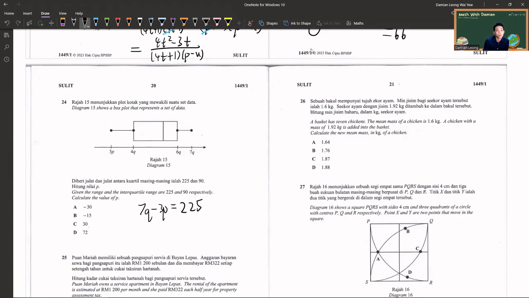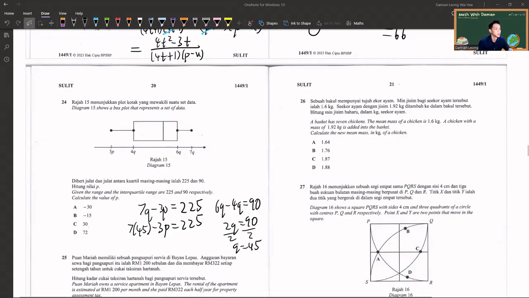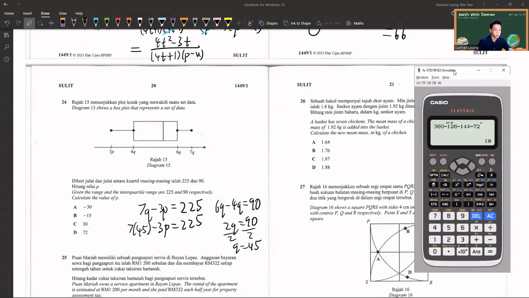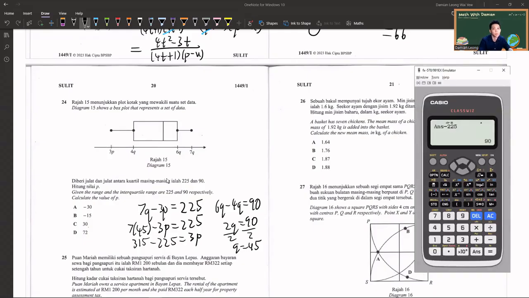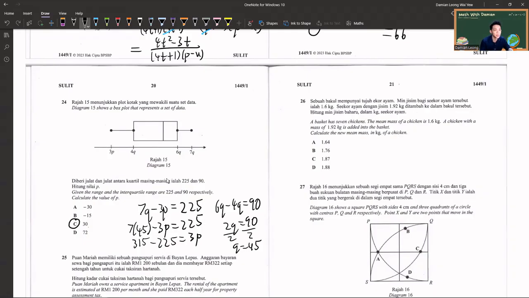Okay. So 6Q minus 4Q equals 90. 2Q is 90. Divide 2, Q is 45. So put here 7 times 45 minus 3P is 225. 7 times 45, 315. Switch this to minus 225 equals 3P. Then divide 3, P is 30.